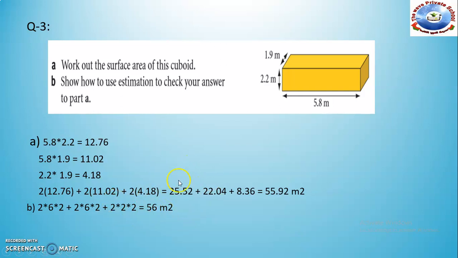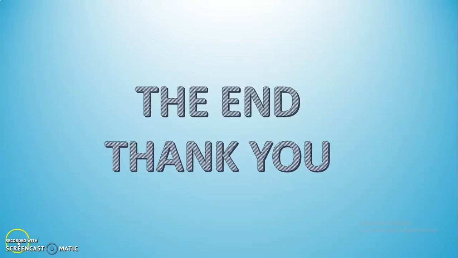So in this way, by using this formula, 2 into length into width plus 2 into length into height plus 2 into width into height, by solving this you can get the whole surface area of any cuboid. Is it clear now? Now this is the end of our lecture. Thank you.